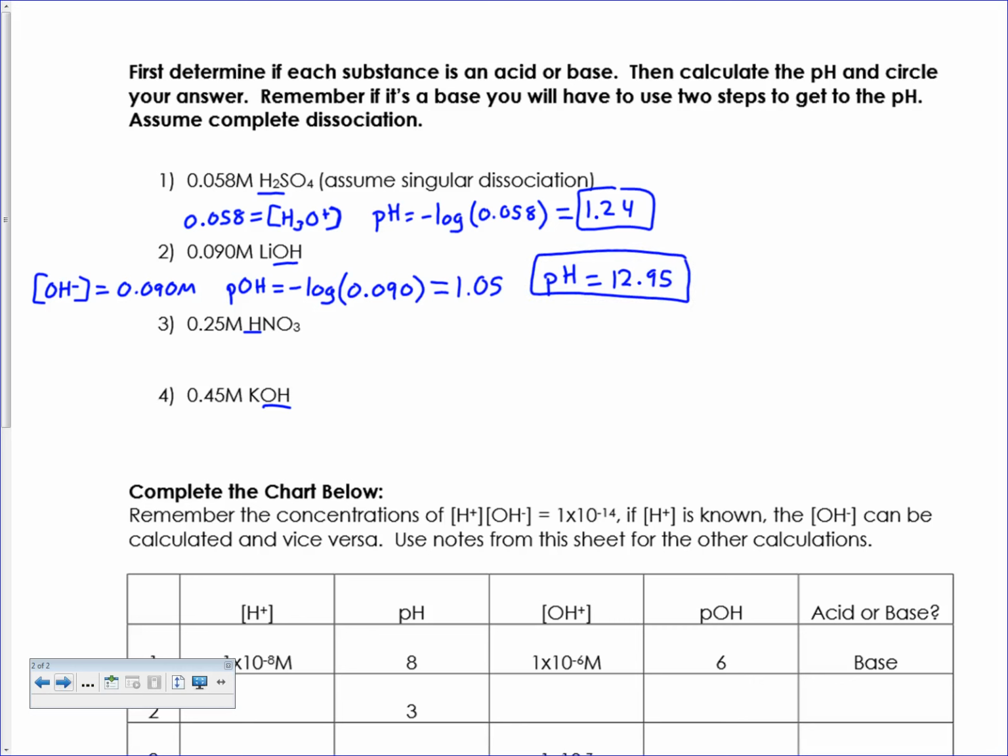For number 3, this is just giving us an acid here again. So we know concentration of H3O plus equals 0.25 molar. All right, so we're going to plug that in then. pH is going to equal the negative log of 0.25, which equals 0.60. So very, very low pH, very acidic in this case.